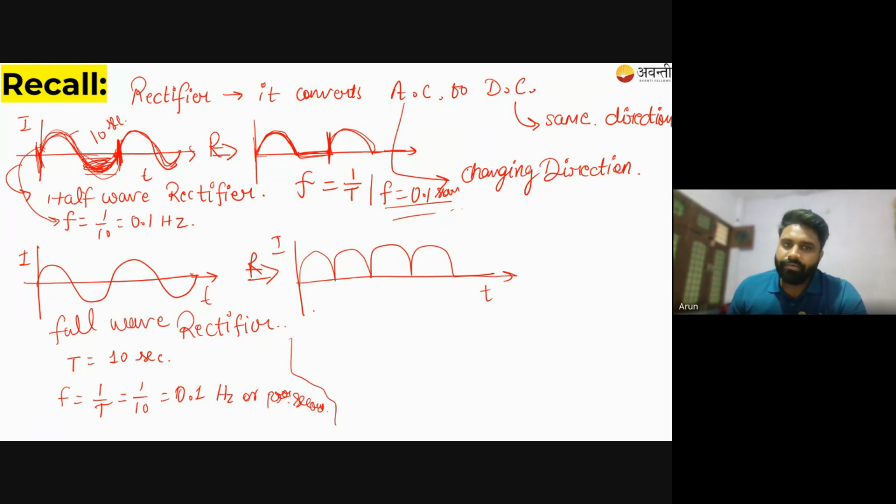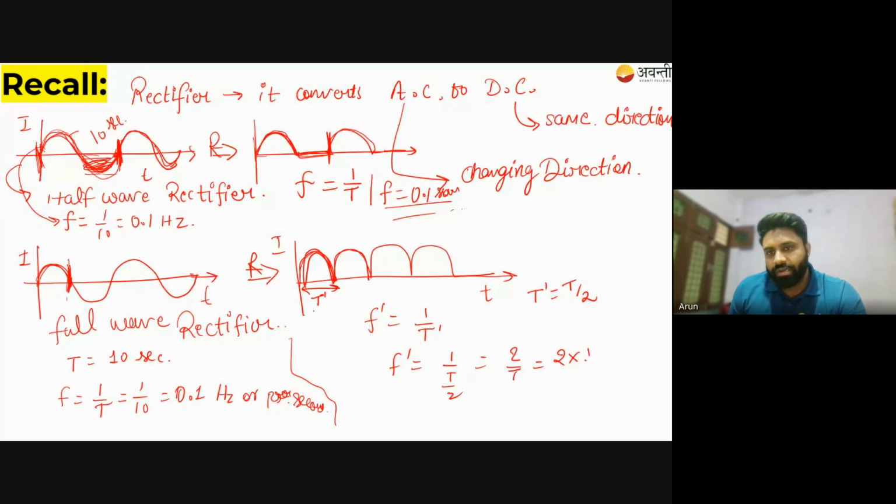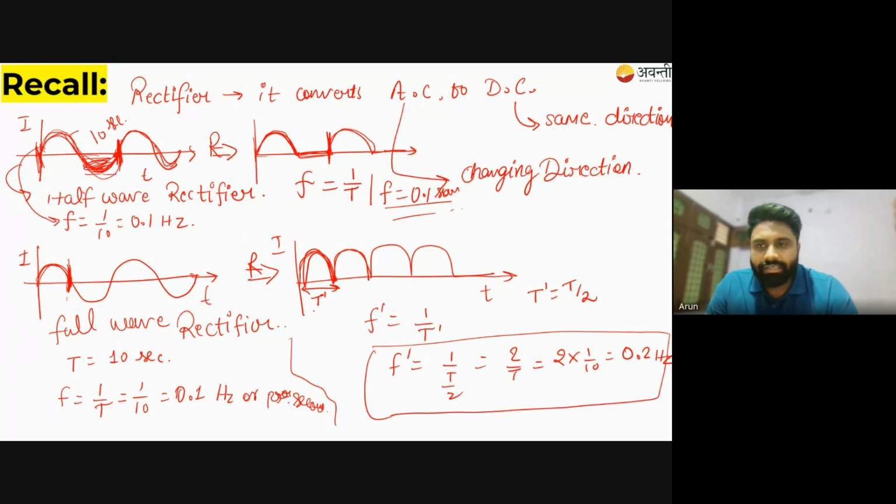So when we have used this full wave rectifier, what is the effect on this frequency? We will see f dash is equal to 1 upon t dash. Now you can see here the wave is repeating itself from this point of time. So this is the new time period of the wave, and it is just half of the input wave. So this t dash is nothing but t by 2. So the frequency f dash is equal to 1 upon t by 2, which is 2 by t, which means 2 times 1 upon 10, 0.2 hertz. So in this case, frequency will double. So frequency will change if we use a full wave rectifier. Okay, and the time period is also changed.